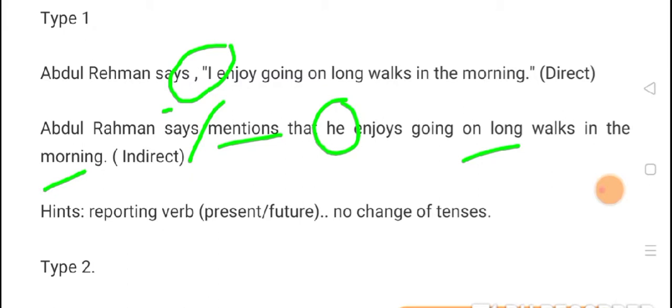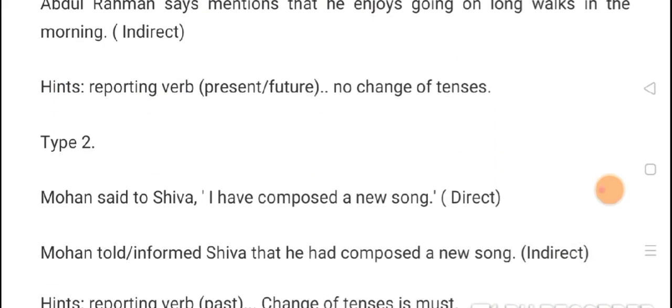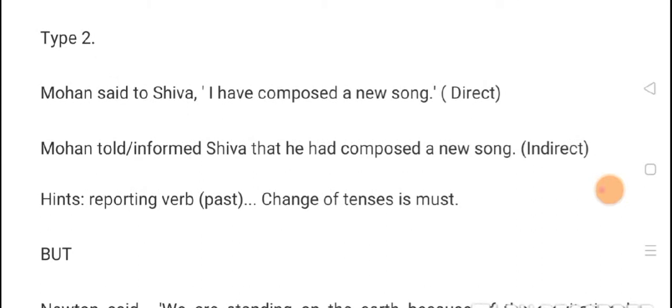Type 1 means what? You can't change the tense of the reported speech. Okay. So the hint is given: the reporting verb is present or future, and no change of tenses. Now we have to see type 2. See, in type 2 you will find the reported speech, but the reporting verb will be in past tense.